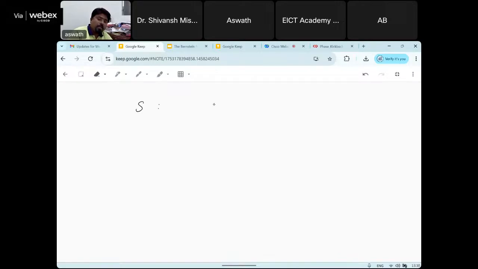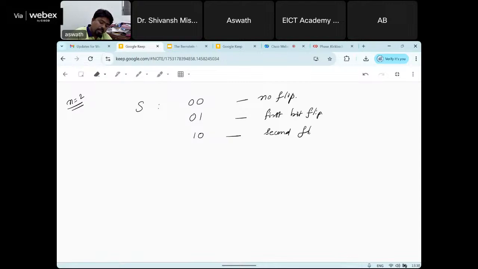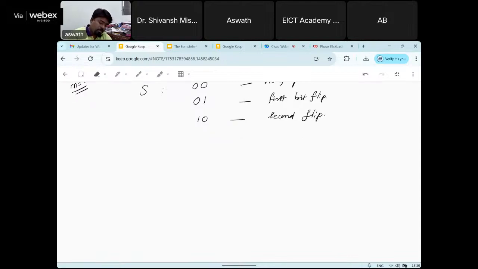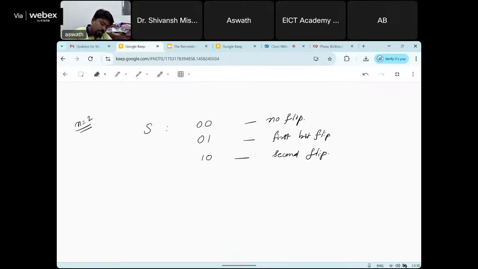Let's say a 2-qubit system, n equal to 2. For n equal to 2, let's say S has no effect, meaning no flip. If S is like this, let's say the first bit flips. That is another way of effect. This one, the second bit flips. I'm writing the errors in the system. And if this is there, both bits flip.